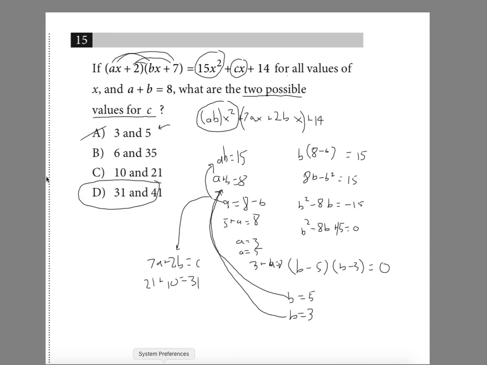So don't be tempted to pick this first answer. Remember, take your time on the problems, alright? Don't rush unless you really have to, but you have a lot of time to solve these problems, so don't rush, okay? And that's basically how you solve this problem, alright? So remember, start with what you know and work from there.